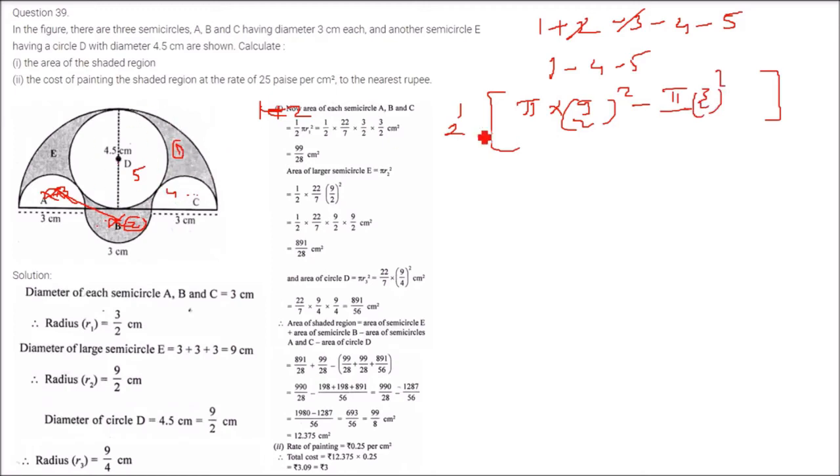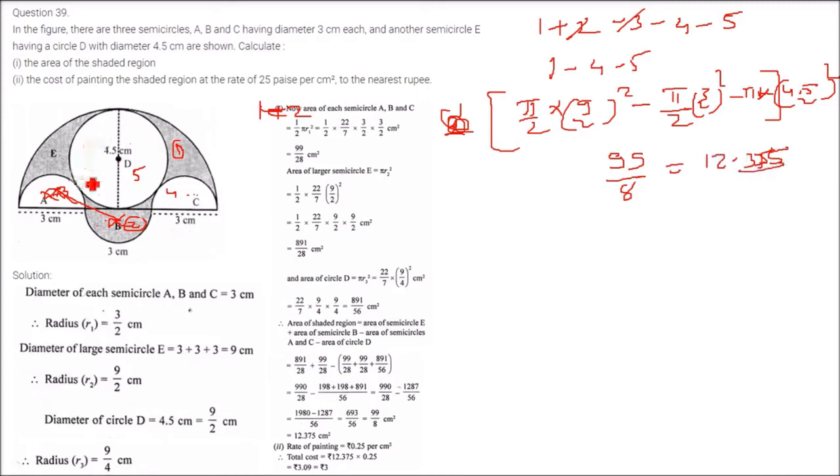Then this one, and this is a bigger circle. So let me take this as 2 and this is 2, because it is a proper circle. So I am just taking pi r square by r, and now I am subtracting this one, pi into 4.5 by 2 whole square. This we have to do. Okay. So if you compute this, this is going to come as 99 by 8, which is going to come as 12.375.